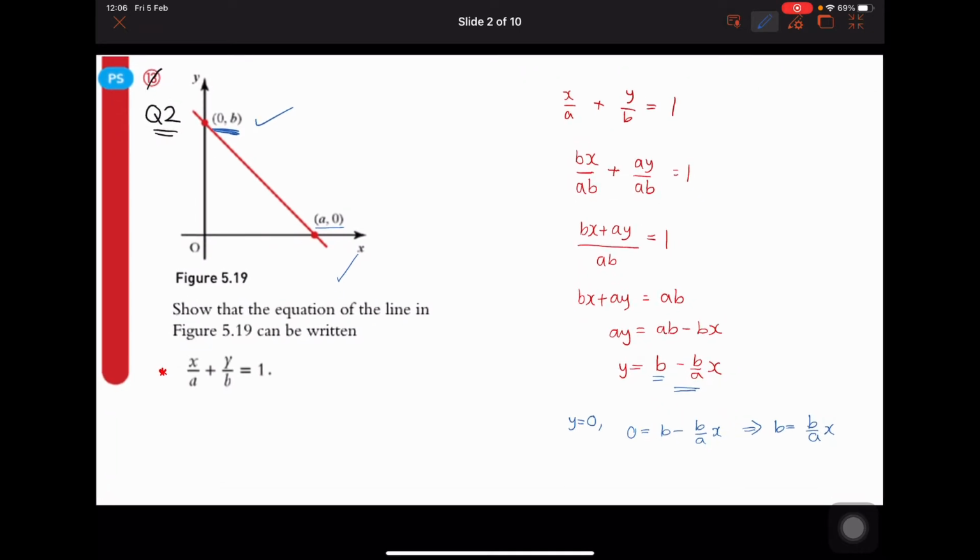And so if you multiply both sides by a and then divide both sides by b, you have x by itself, and of course these b's cancel out with one another, so x equals a. And now we can tick this one off as well.